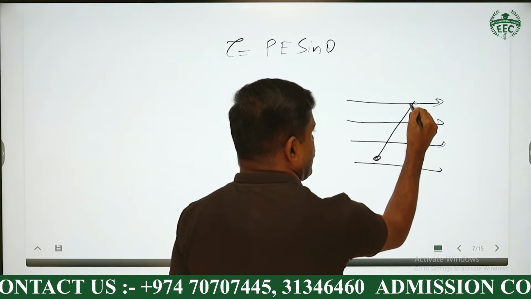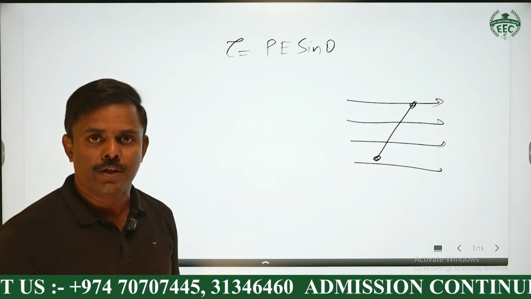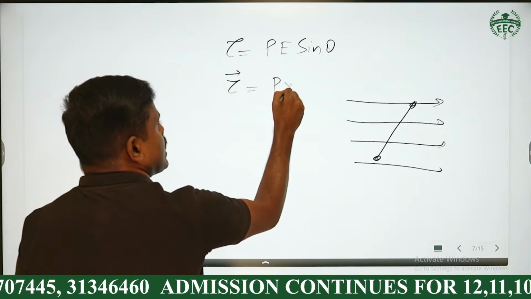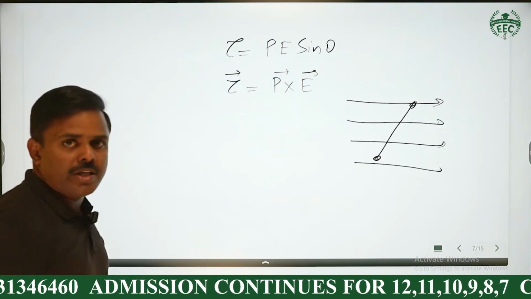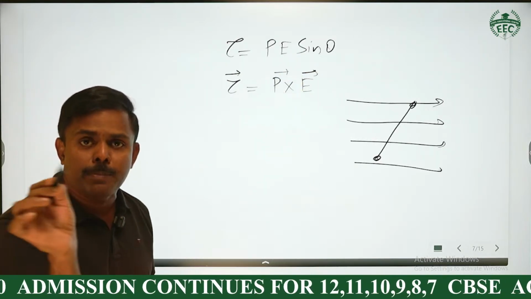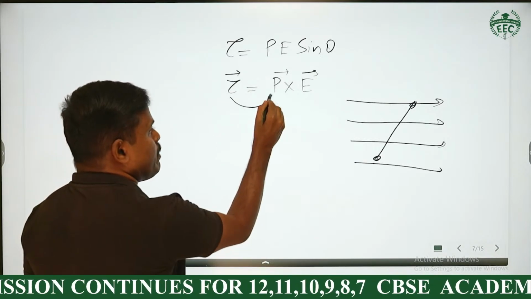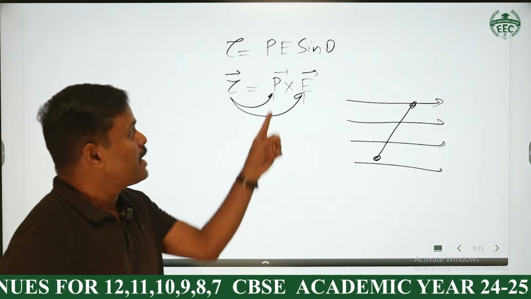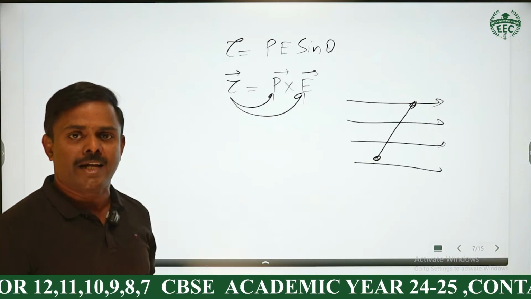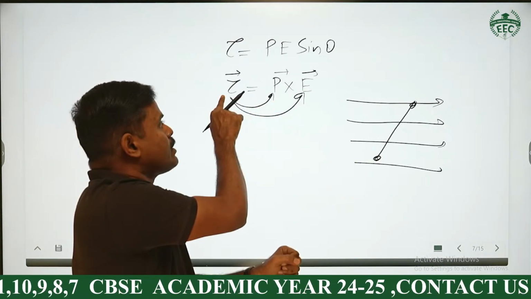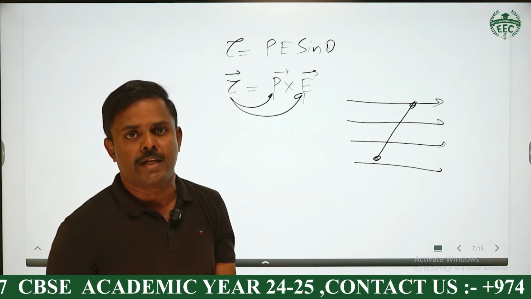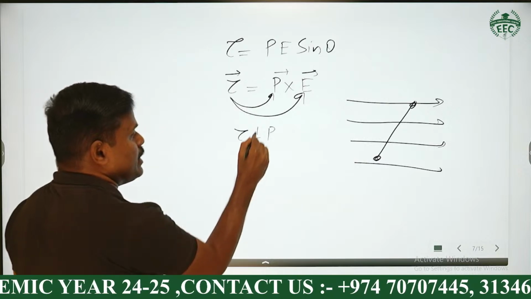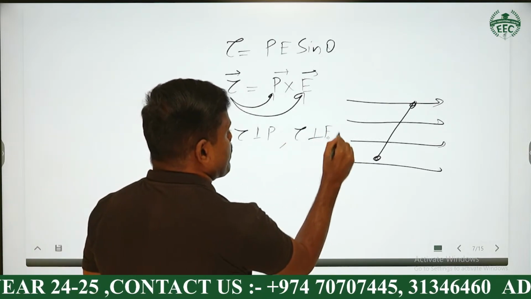What kind of electric field? This is a uniform electric field. You can write it in vector form as vector P cross vector E. Once there was a question in the board examination: identify the perpendicular vectors. Here tau will be perpendicular to P, and tau will be perpendicular to E. Why? Because in a cross product, as you learned in mathematics, the result will be perpendicular to the component vectors. So tau is perpendicular to P and tau is perpendicular to E.